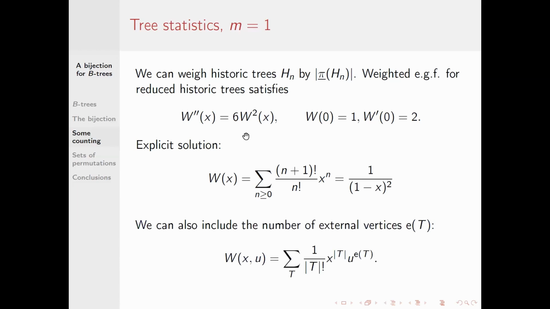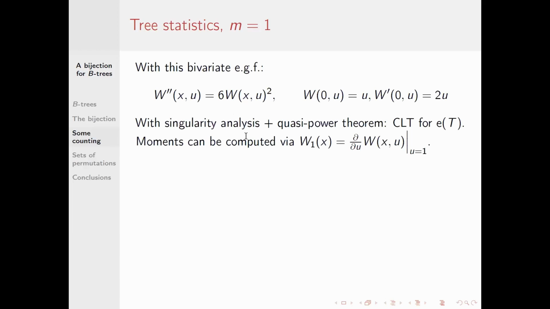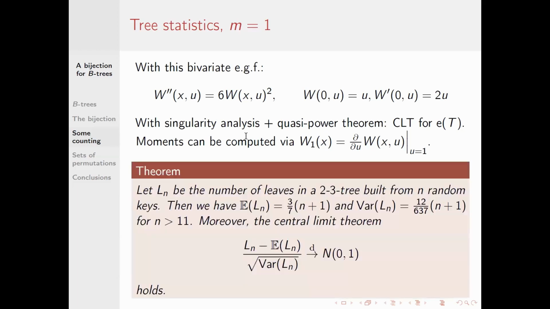But you can now also keep track of the number of external vertices. And it's, as we saw, the number of leaves in the B tree. And then you get a bivariate exponential generating function. And you can use usual tools to derive a central limit theorem. This result isn't new. It was obtained by Yao in 1978, I want to say. But at least, yeah, it's a new way of getting to the same result. Okay. But let's look on.